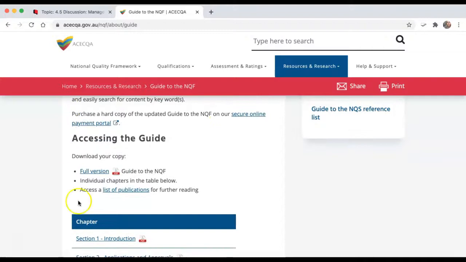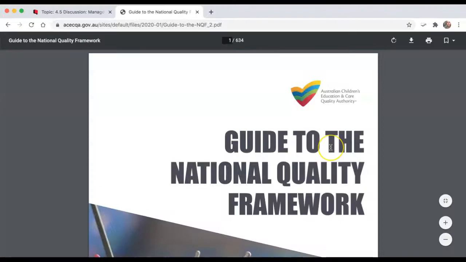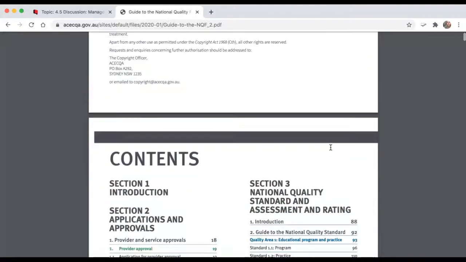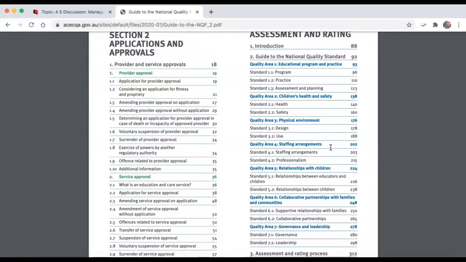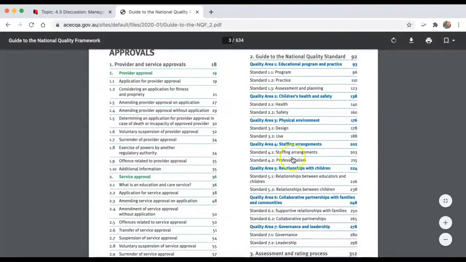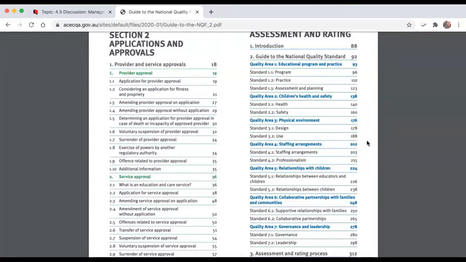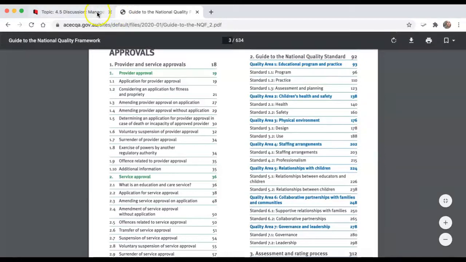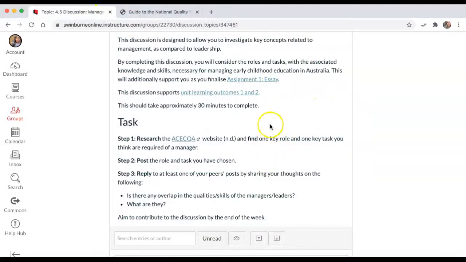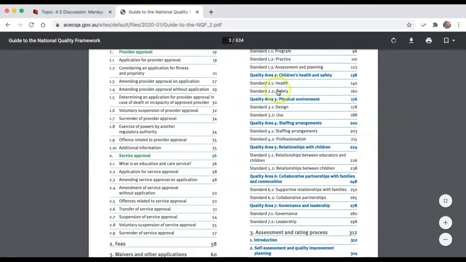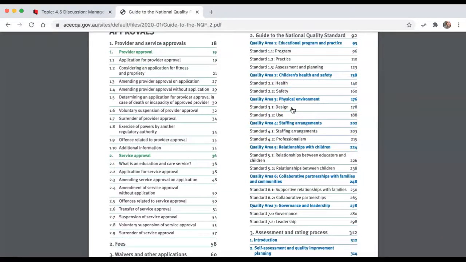So I just went here to the full version, and I'll just get that to pop up now. If we scroll down, it actually goes through each of the quality areas, as you can see over here. And I just found that that was easier for me to then be able to choose one that I could share. So when they're asking, let's go back to the task. We're going to find a key role and a key task. So it's probably easier to have a look at, say, a quality area to be able to find some of the tasks that leaders and managers do.